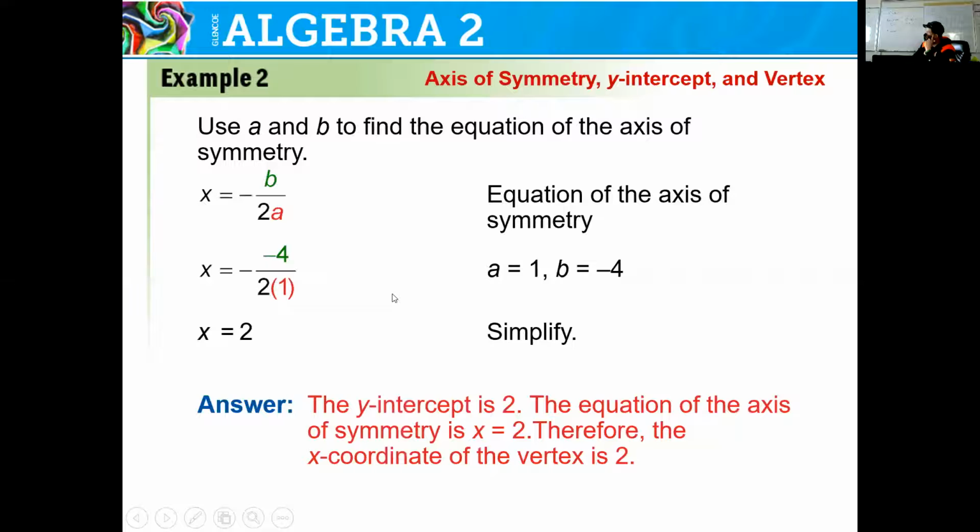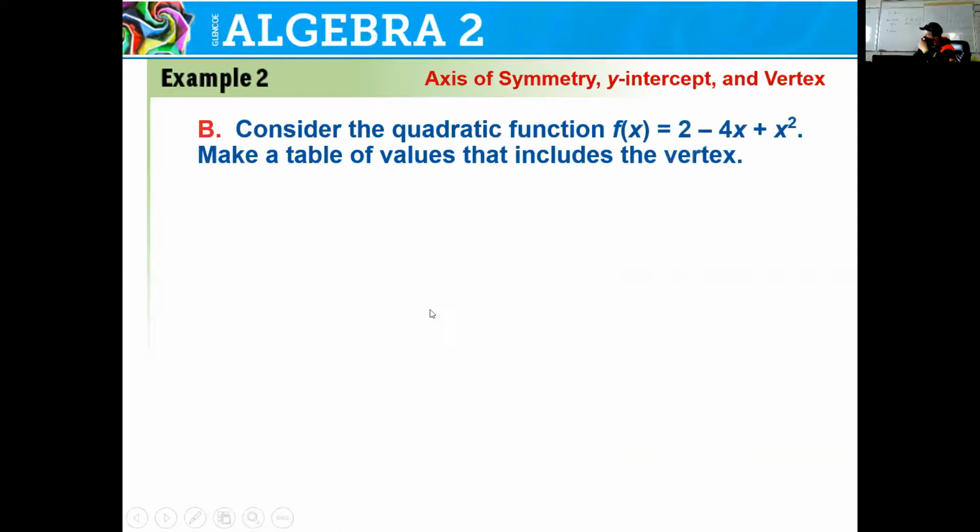Okay, so in this situation, since we had a positive A value, I know I'm going to have a minimum value, and that value is the Y value of the vertex. So the Y value of the vertex is the minimum or maximum.